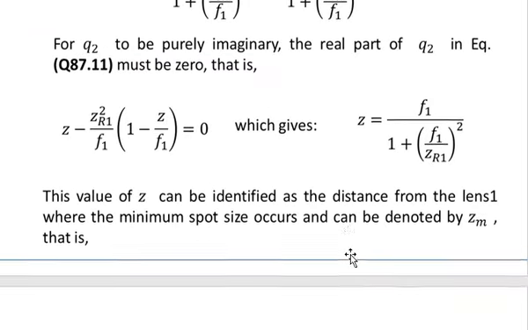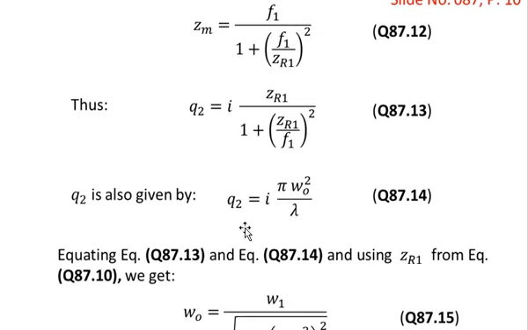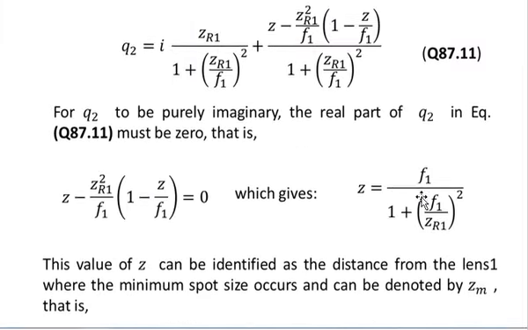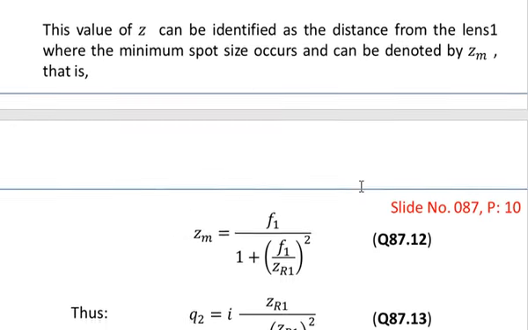Thus we have, so you see that we have set the real part in equation number 11 to be 0, and now q2 being a complex quantity has only this term with it. So q2 can be written now as purely a complex quantity. So q2 is equal to iota times zr1 over 1 plus square of zr1 over f1, as in equation number 13, which is only the imaginary part of equation number 11 because the real part is 0.